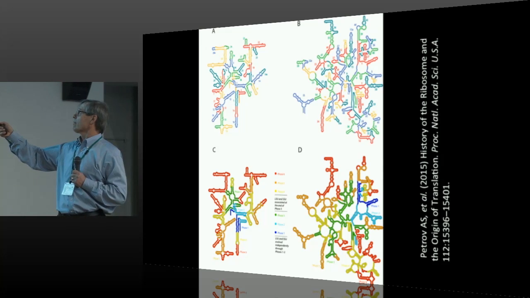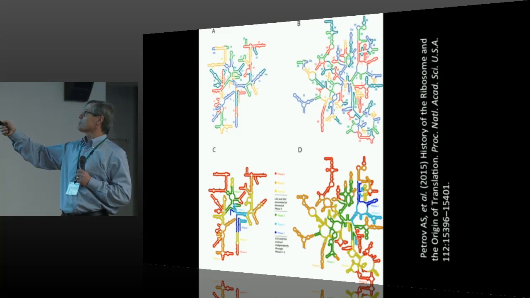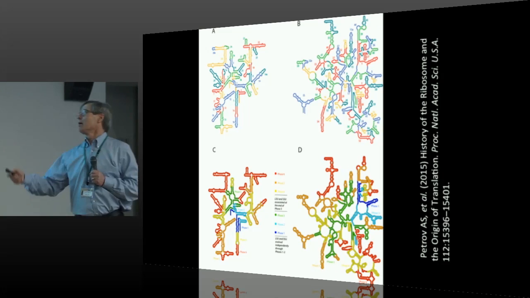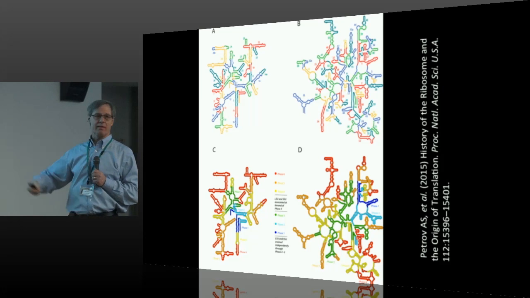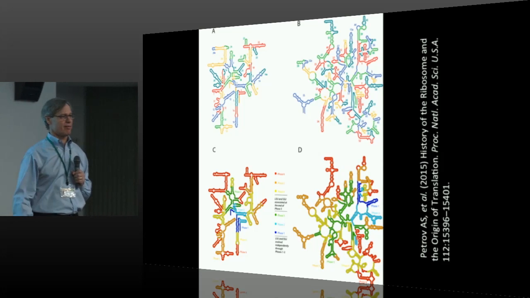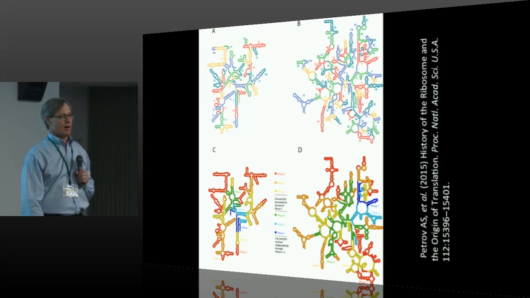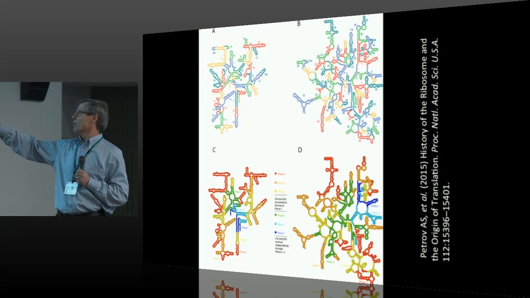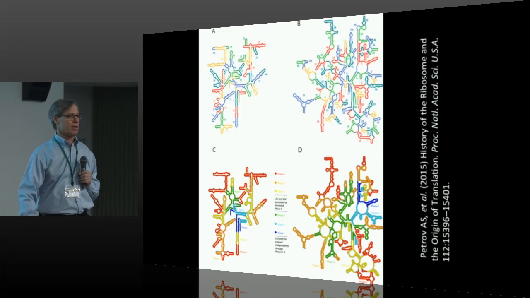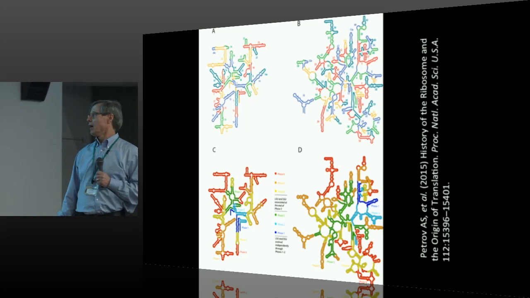See this red thing right there? That's actually, the secondary structure is misleading. That's a continuous helix. This is your mother. Okay, that is the beginning of the ribosome. That is the first thing that happened. And then there's a series of growth events that ultimately lead to this. But we can work out in a very high level of detail how the ribosome grew.